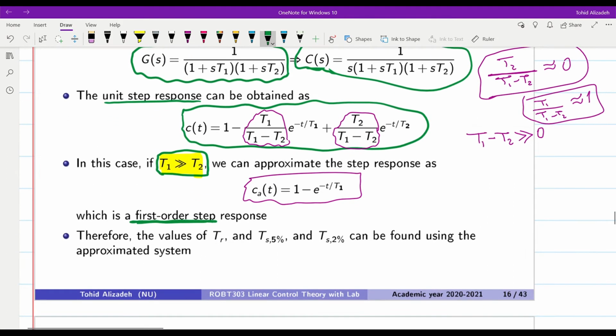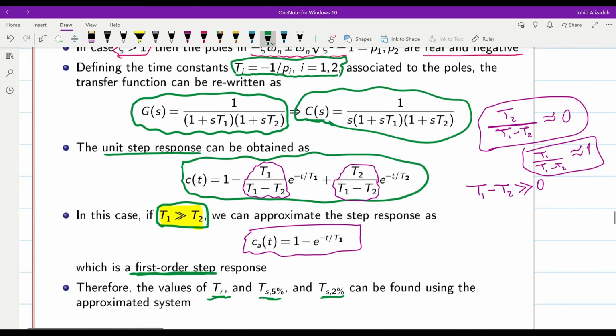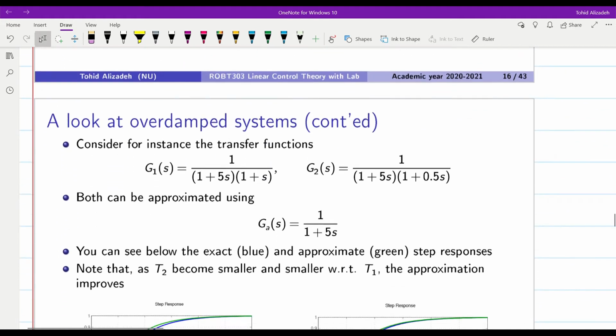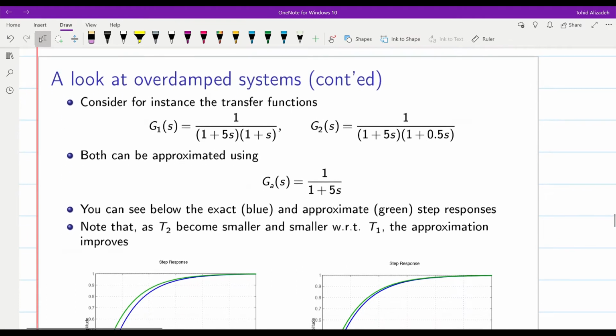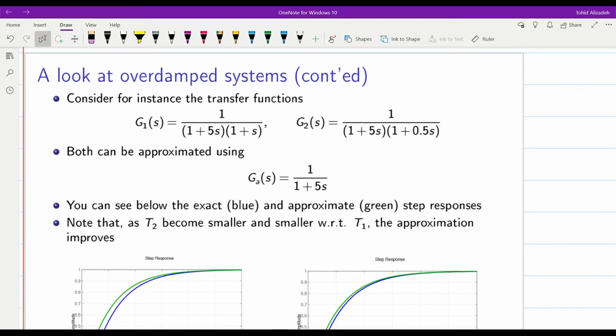And since we know the rise time and settling time expressions for the first order systems, we can use the same expressions to find the rise time and settling time of this kind of second order systems. So this is valid for the overdamped systems. We can approximate an overdamped system with a first order system. How valid our approximation is will depend on the values we have for T1 and T2. How big is the difference between them?